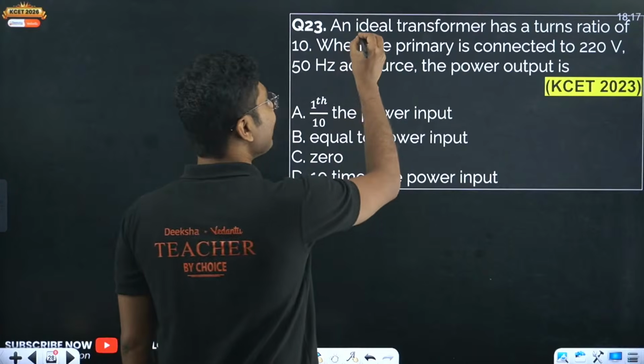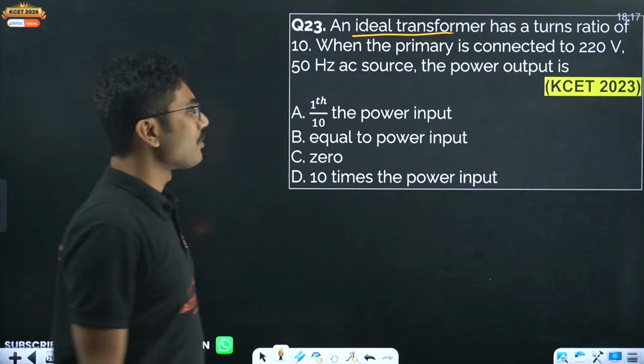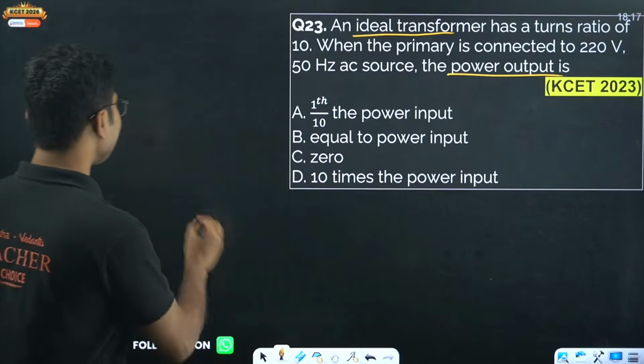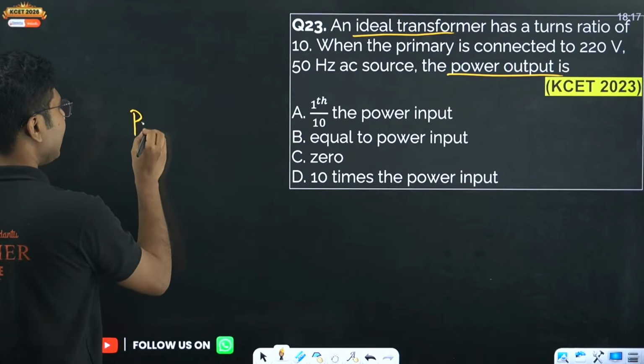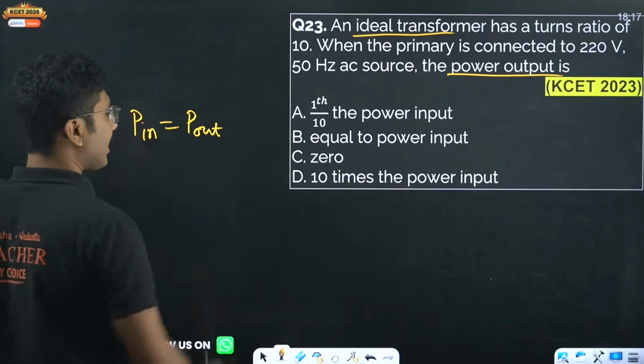If you read the first line, it is an ideal transformer. So ideal transformer means power input equals power output. In an ideal transformer, power in equals power out. Okay, but none of them are actually ideal.